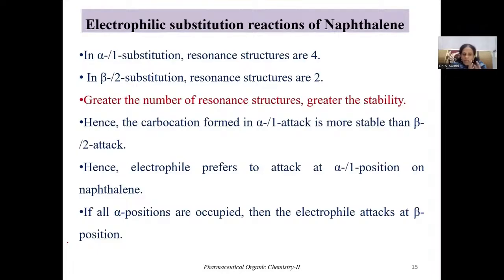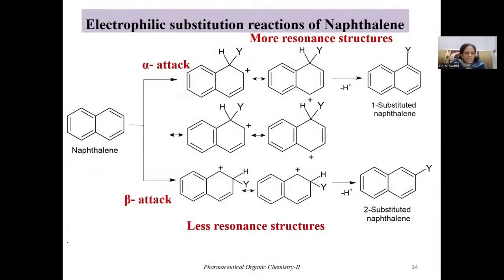When all these alpha positions are occupied and we perform an electrophilic substitution reaction on the resulting molecule, then the next incoming electrophile prefers to attack at the beta position. That is how even beta attack is possible. So from this overall discussion, we can understand there are 2 possibilities for electrophilic attack on naphthalene: alpha position and beta position.